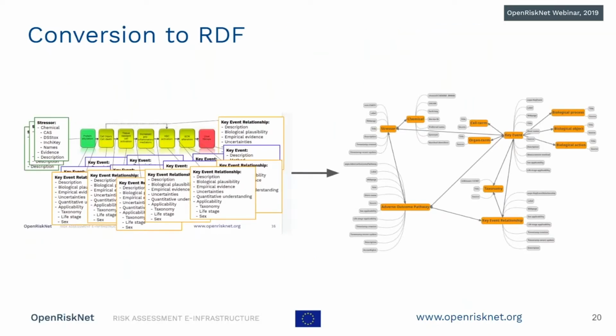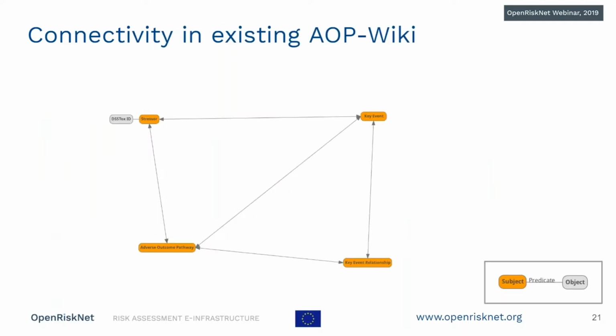So one of the main goals in AOP-Link was the conversion to RDF, to go from the initial full page descriptions that we see on the left towards a more structured, detailed overview as seen on the right side. But we do this not so fast. We do this step by step. The existing AOP-Wiki consists of these 4 major components, which were shown in the earlier statistics table, being the adverse outcome pathways, key events, stressors, and key event relationships.